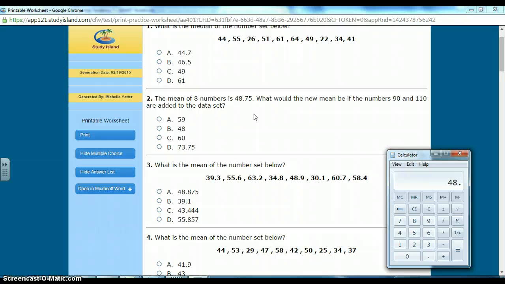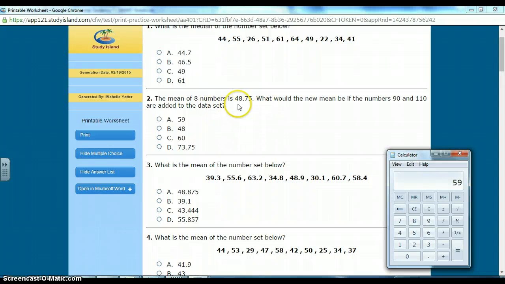Okay, 48.75 times 8, because we want to reverse what we're doing. Plus 90 plus 110. That gives us 590 divided by 10. Okay, that's how you figure this out.